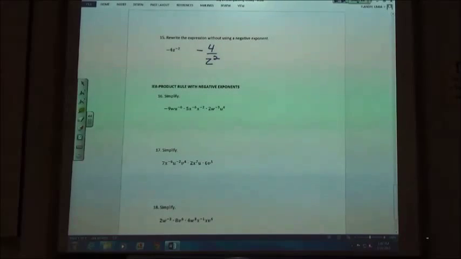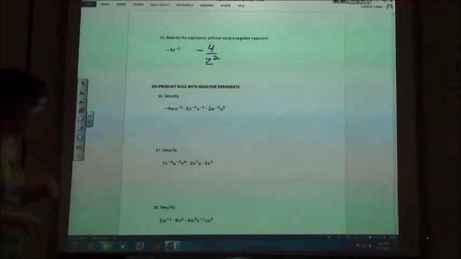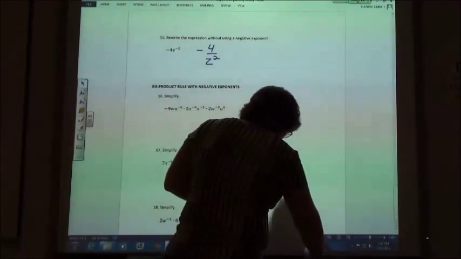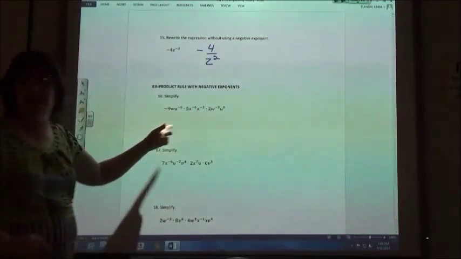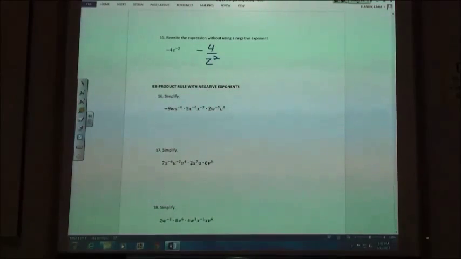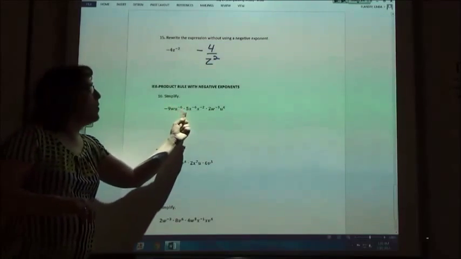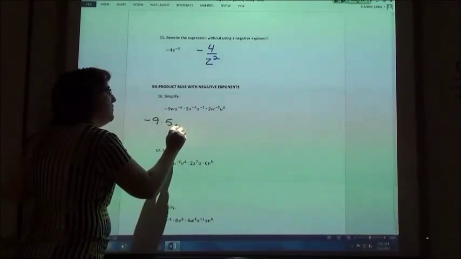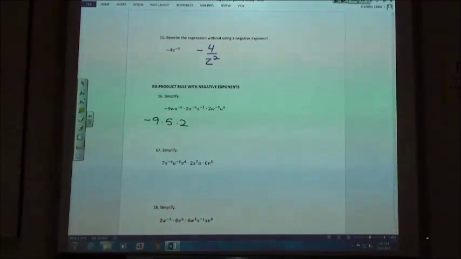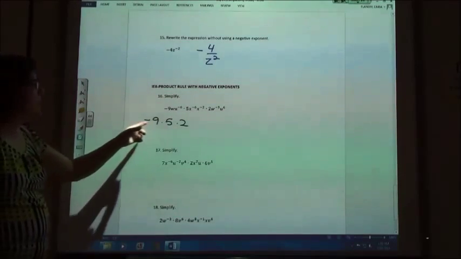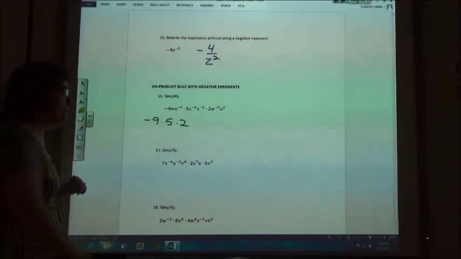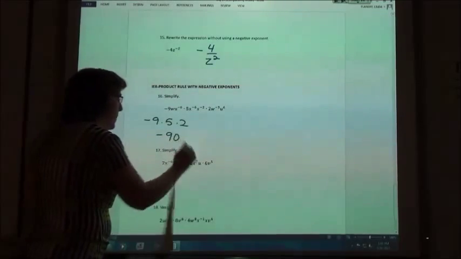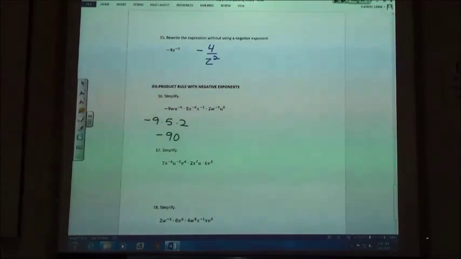We're going to use that some more when we simplify 16, 17, and 18. These ones look like ones we did the other day, only now we have negative exponents. We said when we did these we are going to start with multiplying our coefficients. So negative 9 times 5 times 2. If I multiply that together, I'm going to get negative 90, right?